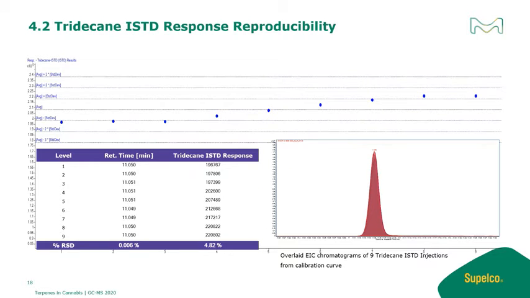Let's take a look at the internal standard response reproducibility. As we mentioned, tridecane is used as an internal standard throughout this analysis. And as you can see from the reproducibility of the retention times, as well as the reproducibility of the internal standard response, it is very highly reproducible for injections over a calibration range. This is one of the critical attributes that you should be on the lookout for when you're developing a GC-MS method. Ensure that you have extreme relative retention time reproducibility as well as response reproducibility.